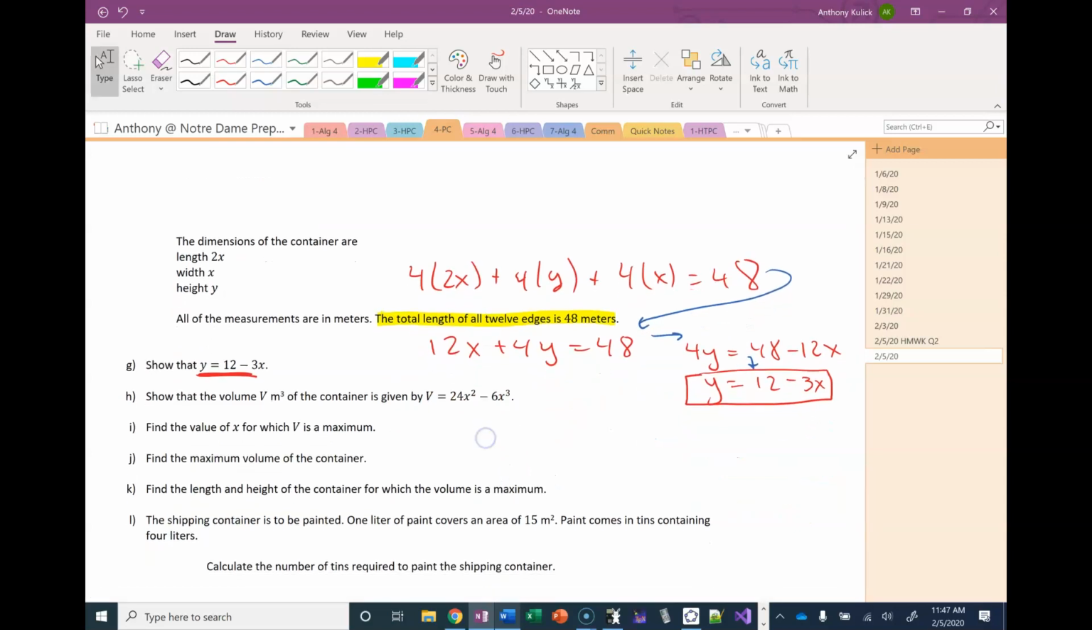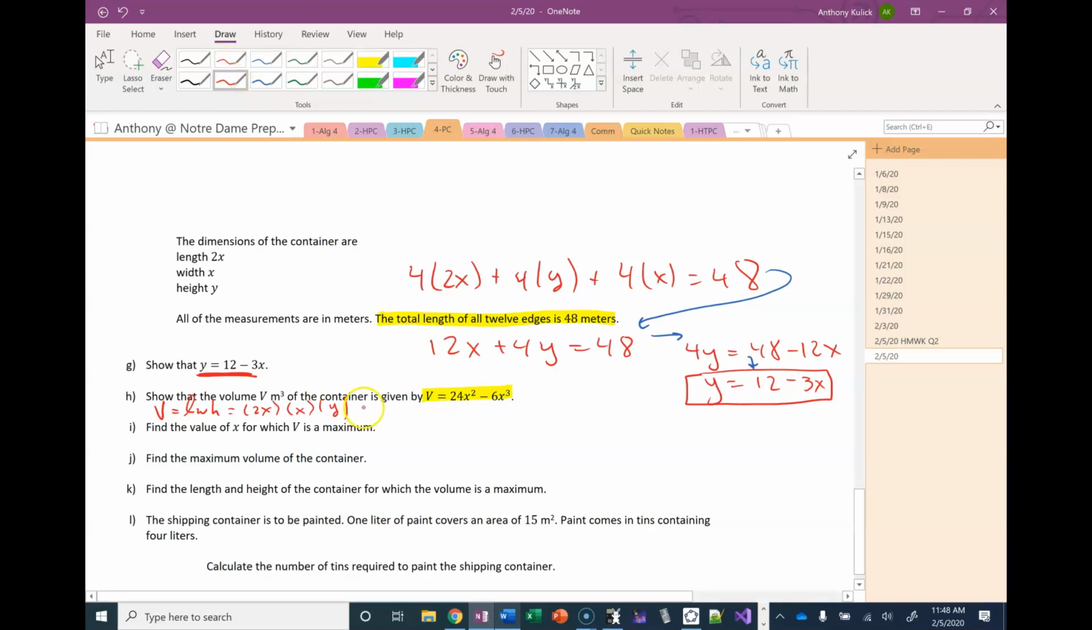Next thing it says is to show that the volume of the container is given by yada, yada, yada. Okay. So what's the formula for volume for a box? Just length times width times height, right? Okay. So that's going to be 2x times x times y. So far, so good. But notice in what we're trying to show, do we have any y's in there?